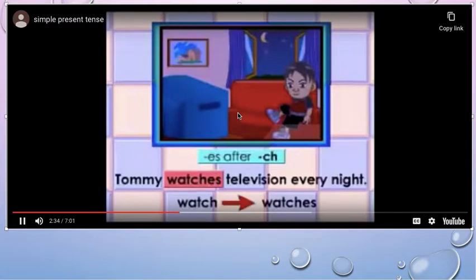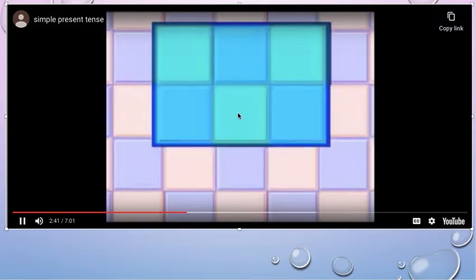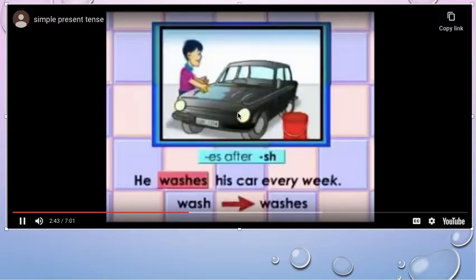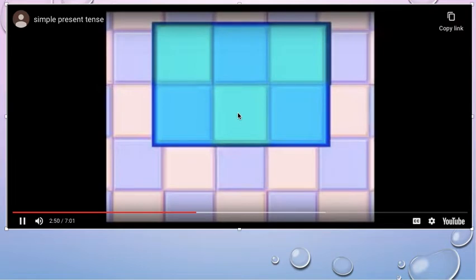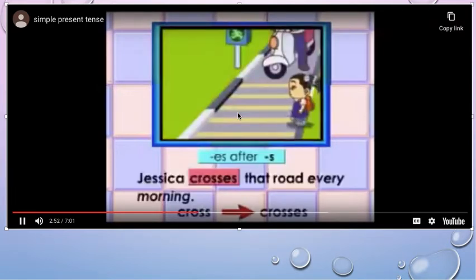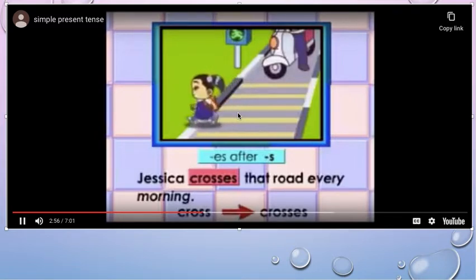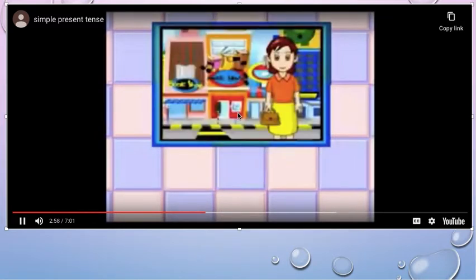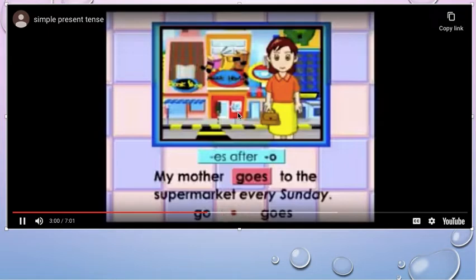Tommy watches television every night. Watch, watches. He washes his car every week. Wash, washes. Jessica crosses that road every morning. Cross, crosses. My mother goes to the supermarket every Sunday. Go, goes.